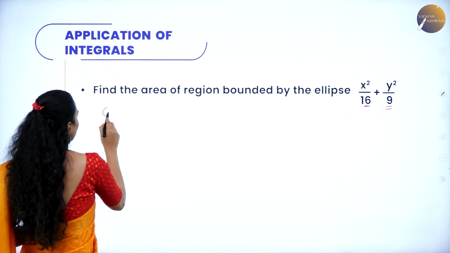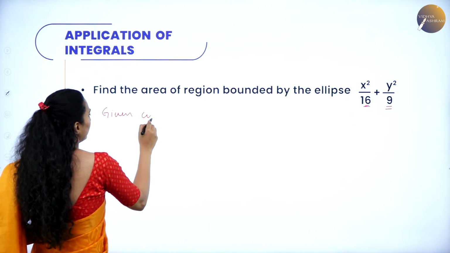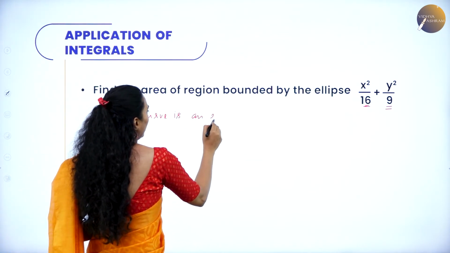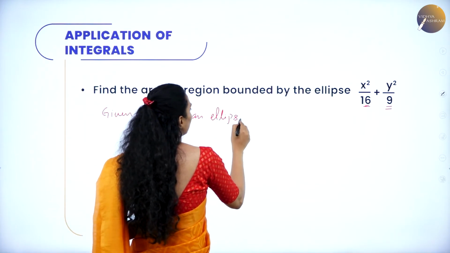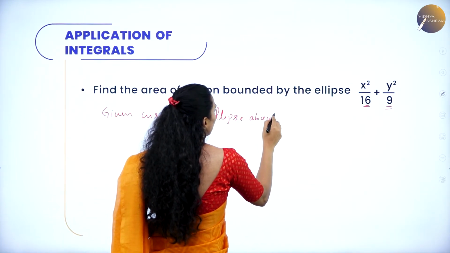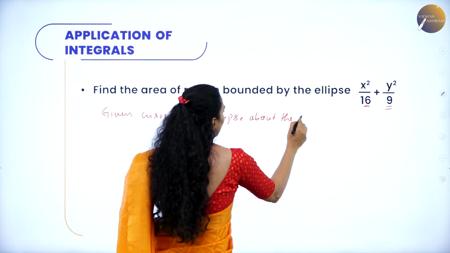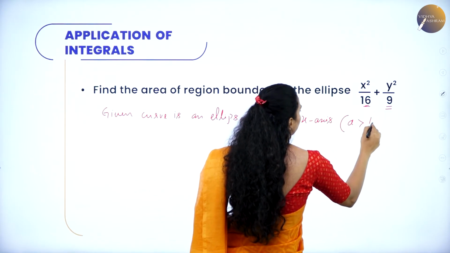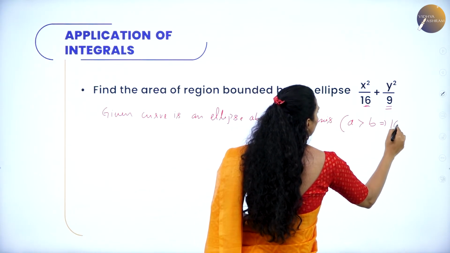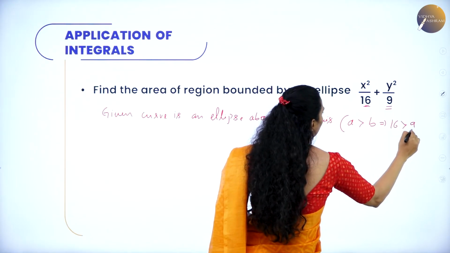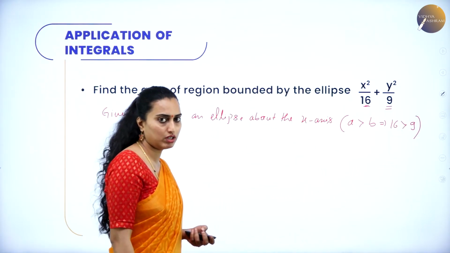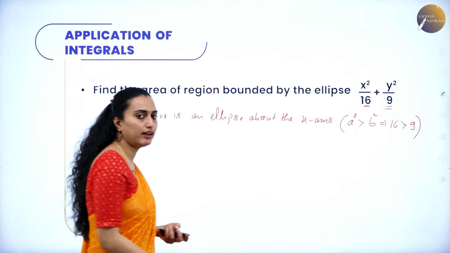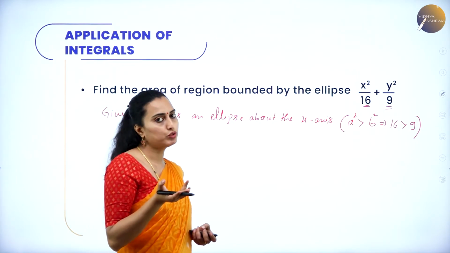So given curve is an ellipse about the which axis? Yes, x axis. About the x axis. Why? Because here A is greater than B, which implies 16 is greater than 9, or 4 is greater than 3. You can write it as A squared is greater than B squared, right? 16 is greater than 9, or 4 is greater than 3 if you remove the square root.